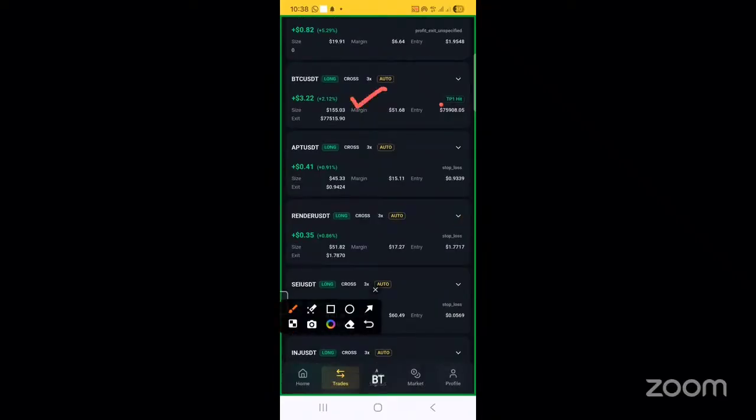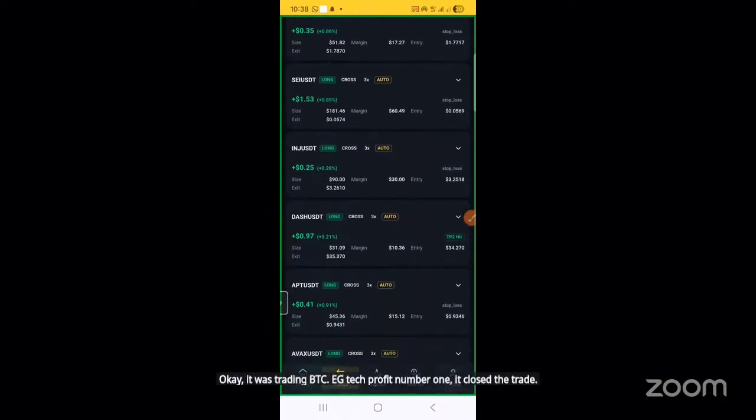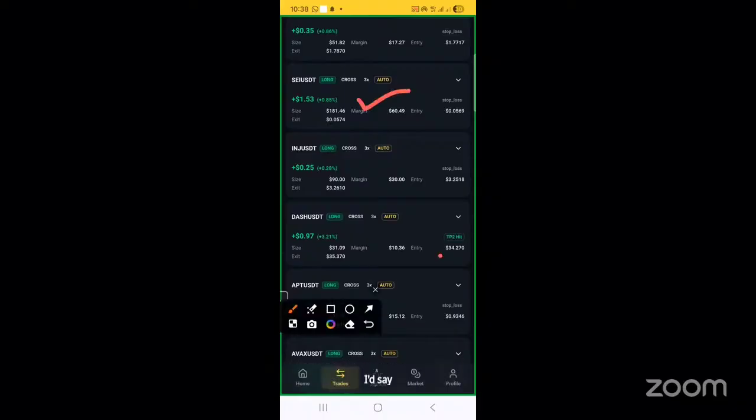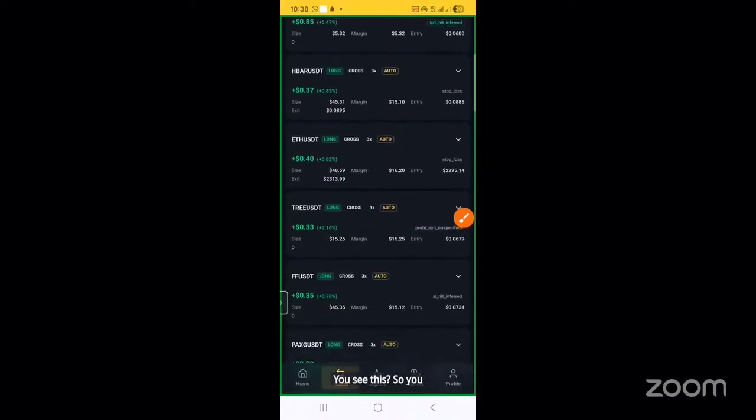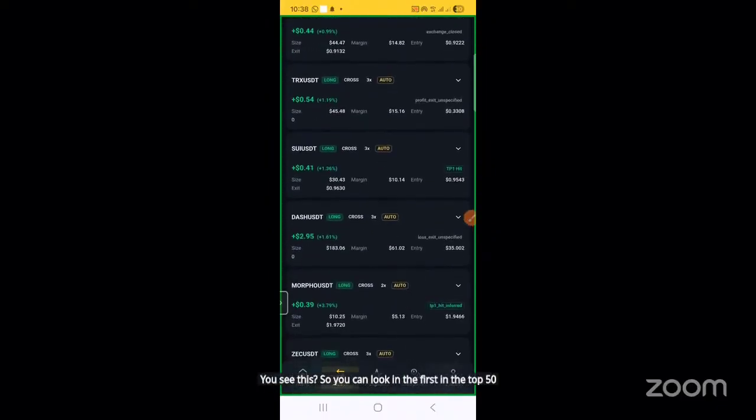BTC hit take profit number one and it closed it. Okay, it was trading BTC. It hit take profit number one, it closed the trade. Look at this. This one hit take profit number two. You see this? So you can look in the top 50 trades that the bot has traded for me.